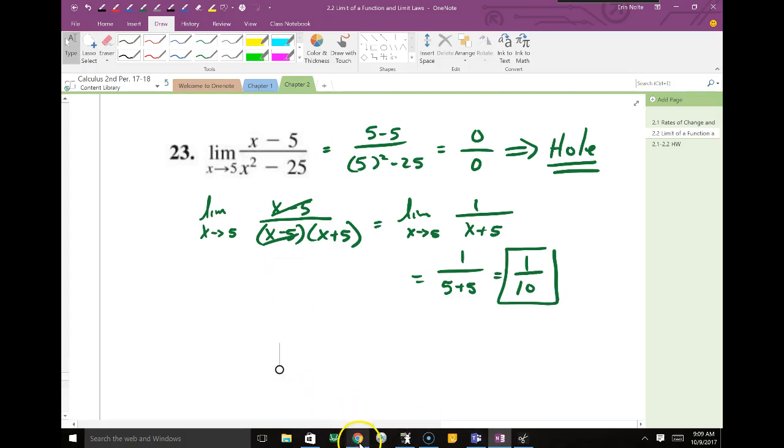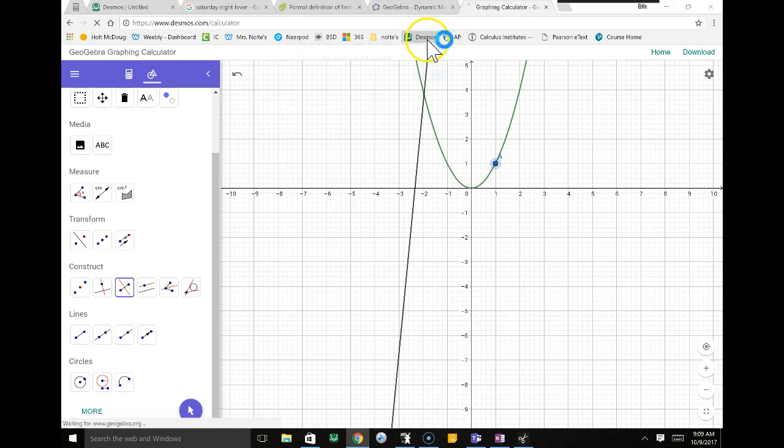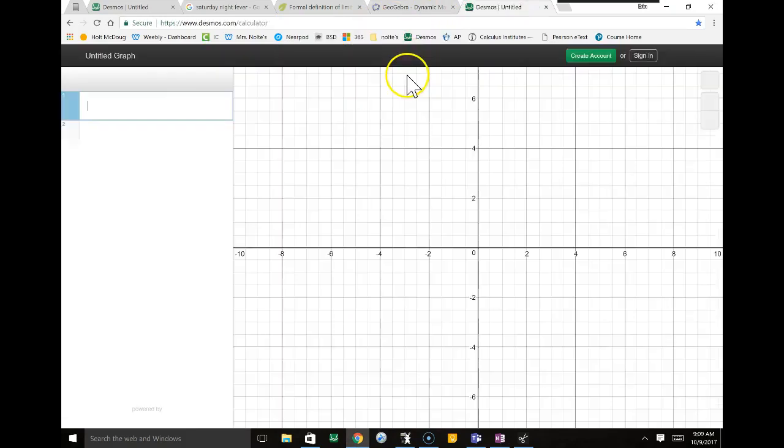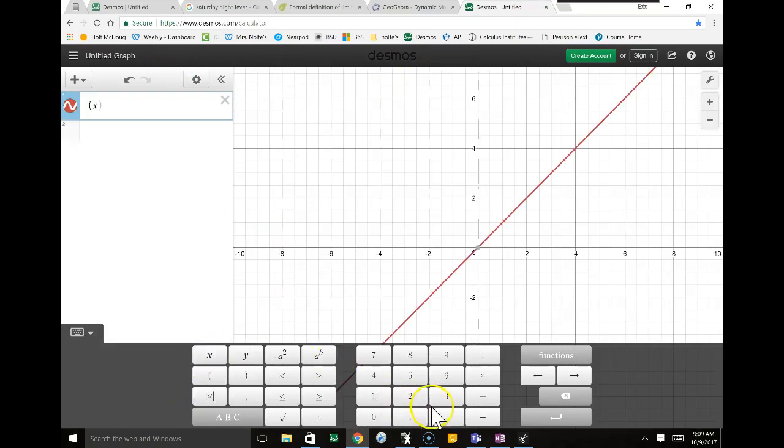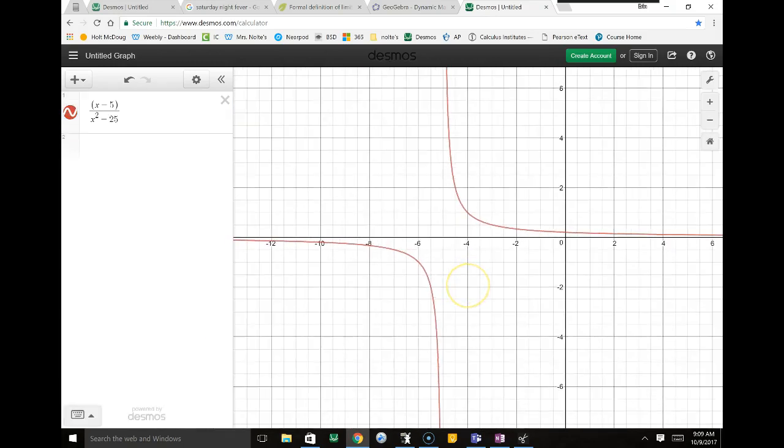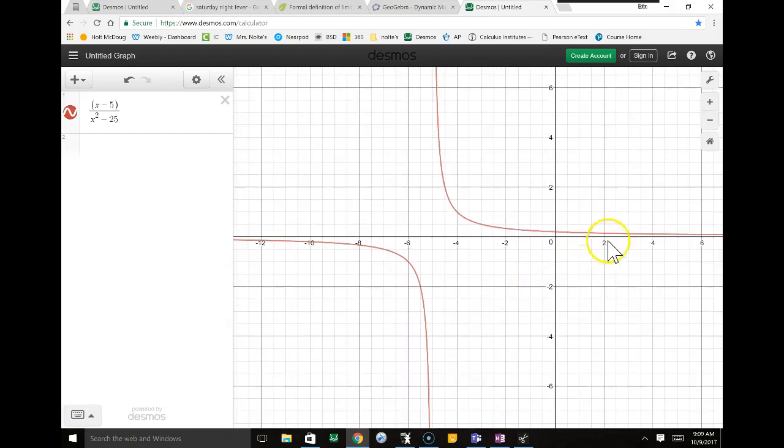Okay, so I want to graph my original function. I'm going to use Desmos because GeoGebra is too hard for me to figure out. So I have, was it x plus 5 on top? x minus 5. And then I had x squared minus 25. Okay, so here's my function. Since I was going to 5, do you see that if I trace this function and get really, really close to 5, let's see if I can hit it. Oh, there it is. Desmos will show you the hole. You can see that I have no function there; it's undefined.